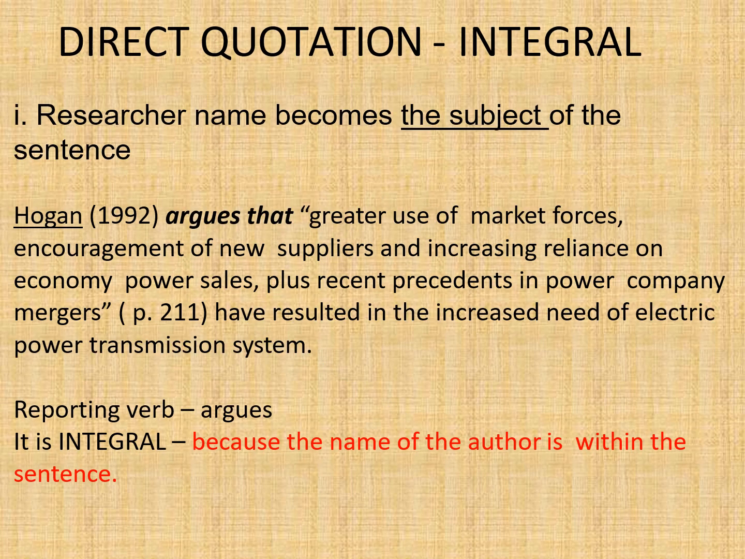This is another example where we use the researcher name as the subject of the sentence, and this time we use a reporting verb, argues. Hogan, 1992, argues that the greater use of market forces, encouragement of new suppliers, and increasing reliance of economy power sales, plus recent precedents in power company mergers, have resulted in the increased need of electric power transmission system. This is still a direct quotation integral because Hogan's name is within the sentence.